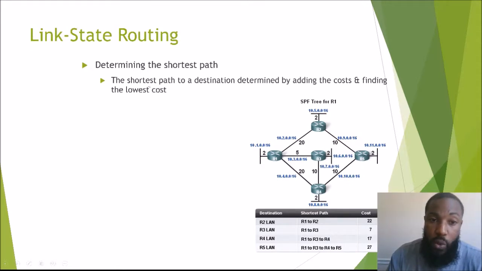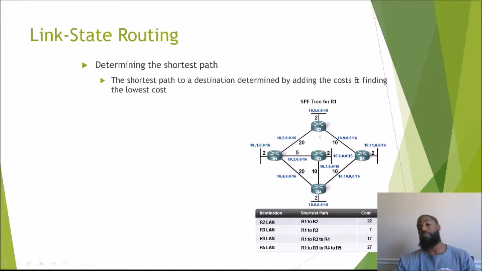Determining the shortest path to a destination is done by adding the costs and finding the lowest cost. So he adds costs to them, and then he determines the lowest cost. That's where SPF kicks in. We don't need to know the math behind it. We just need to know the theory behind it. The CPU on the router does the calculations. If you really want to get into that, that's beyond the scope of this exam. You can take a statistics course or some sort of algebra or calculus, a college course, to really know the math behind it.